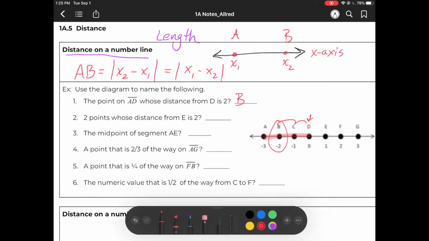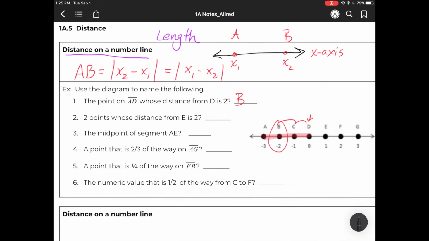But on number 2, they ask you to find a point whose distance from E is 2. Well, E is right here, and it doesn't specify where that is, so we actually have 2 answers. You could have C, that is 2 away to the left, or G, that is 2 away to the right. And we're just counting those spaces to get that. Because on a number line, you can actually count spaces to find length.